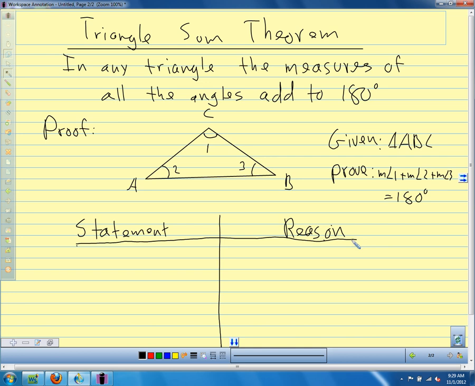All right, so here is how the parallel postulate helps us. I am going to draw, listen up guys, I'm going to construct a line L through point C that's parallel to segment AB.